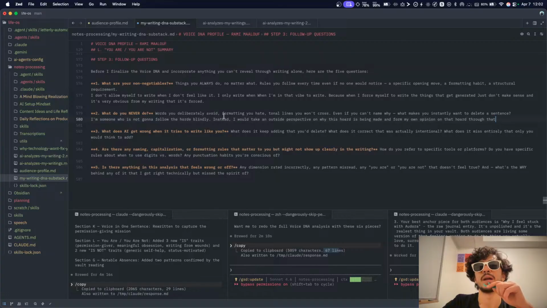What else? Formatting you hate, tonal lines you don't cross, even if you can't name why. What makes you instantly want to delete a sentence? AI generated sentences. Yeah, I think that's basically it.